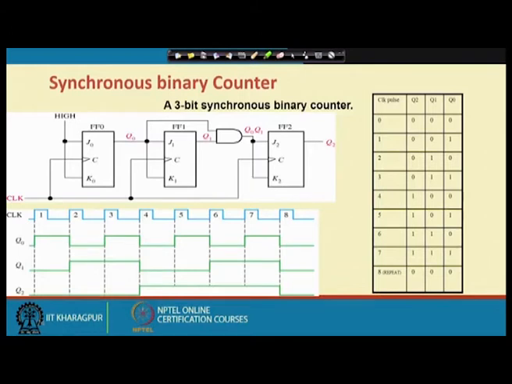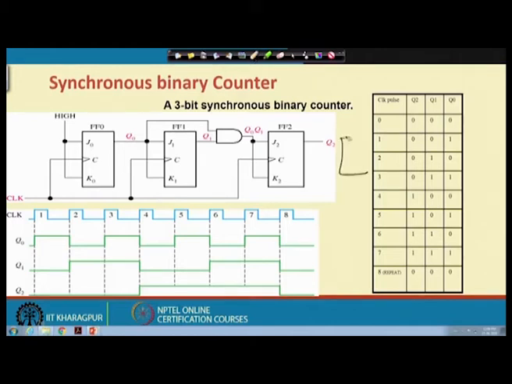Now, if you have more stages, like a 4-bit synchronous counter, you will need another flip flop here with J and K, and the clock signal will be common, no problem. Now, J and K are to be tied together and that value should come from another AND gate. This AND gate should have input from this line and also from this line, which is Q3. Q3 will transit only when Q0, Q1 and Q2 are all 1. So this line should be 1 and this line should also be equal to 1. You can make a connection like this.